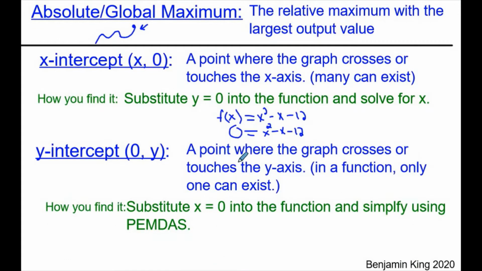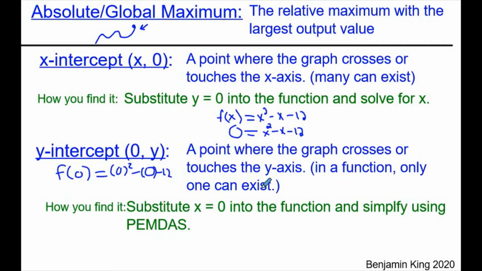The y-intercept is a point where the graph crosses or touches the y-axis. In a function, only one can exist. You do this by plugging 0 in, so a lot of times it's called f of 0. Using this example here, you would have 0 squared minus 0 minus 12. So that one would be (0, -12).